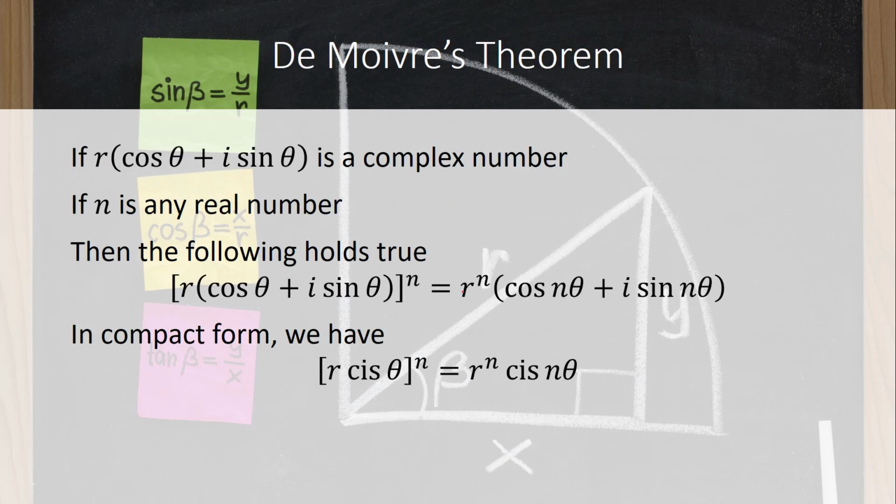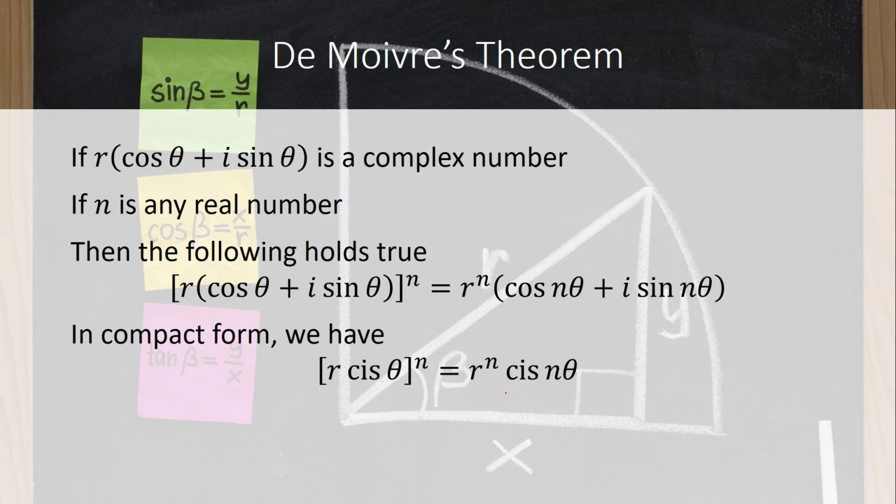And this is what it says. If r times cosine theta plus i sine theta is a complex number and n is any real number, then the following holds true. This number raised to the nth power is going to be nothing more than r raised to the nth power times cosine of n theta plus i times sine of n theta. In a compact form, it would look like this.